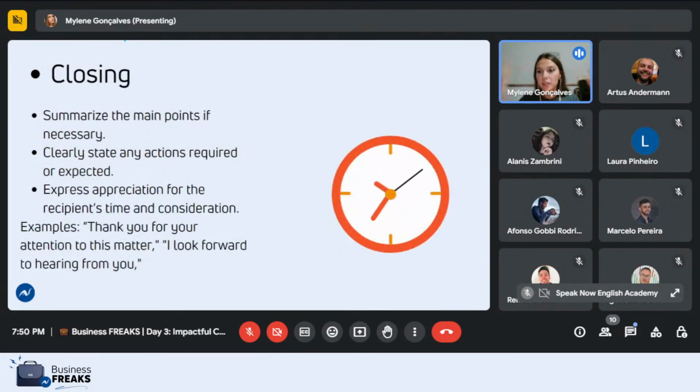The closing of the email, how to properly end the email. Do you say bye bye, talk to you later? No, we're trying to avoid that. So, how to do that? Marcelo, would you like to read?